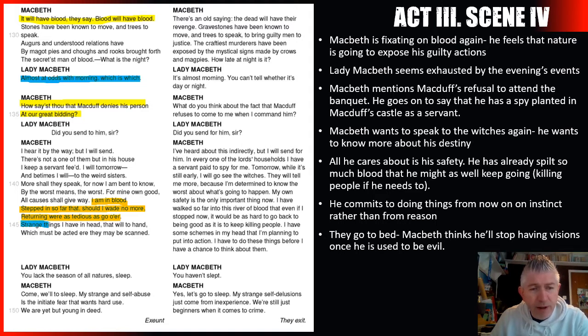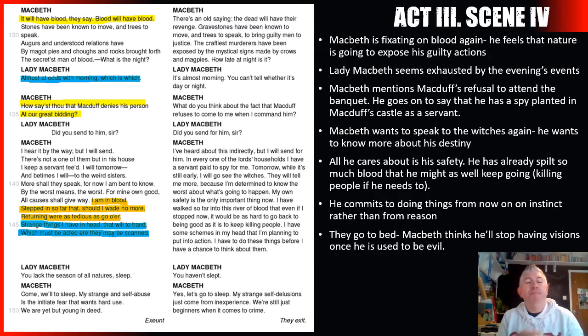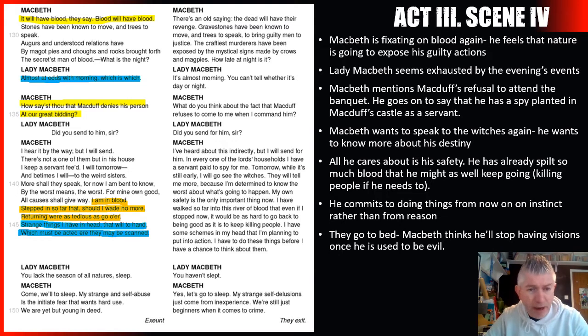And at the end of that longer speech, we get a sense of what Macbeth's intentions are for the rest of his story. First of all, he reveals that he's got a spy in the Macduff household. One of the servants that works for Macduff is actually a double agent working for Macbeth. So he can hear some of the things or get an idea of what's going on in Macduff's life through the servant spy.